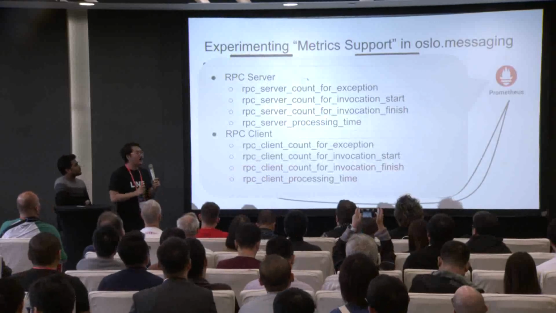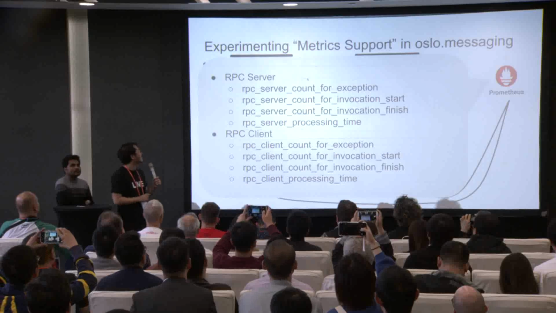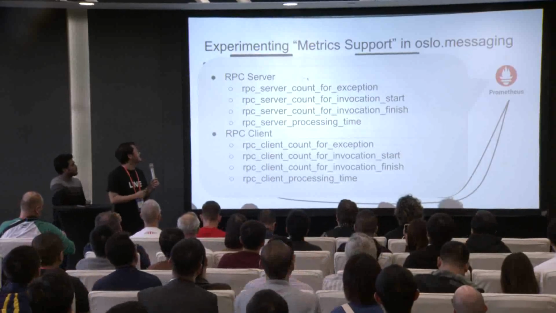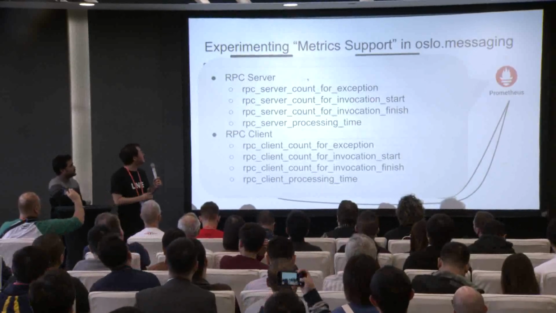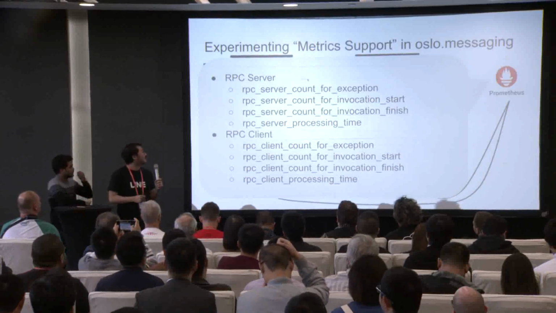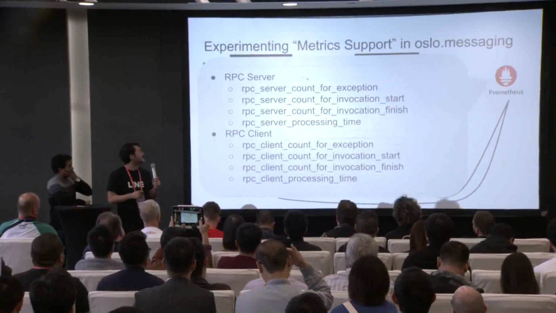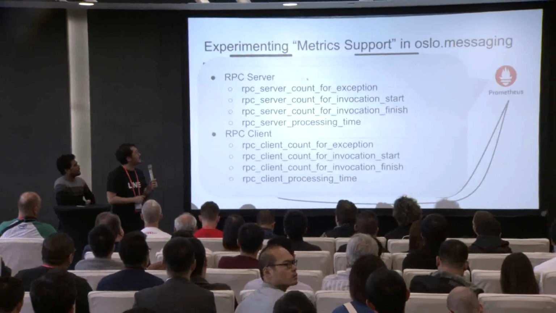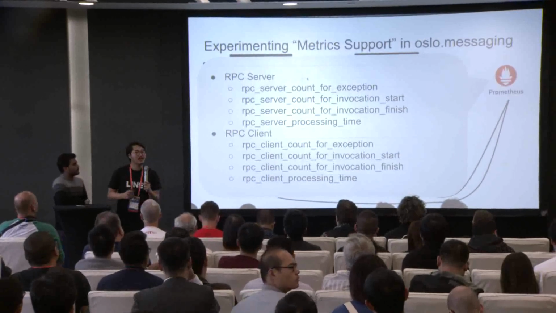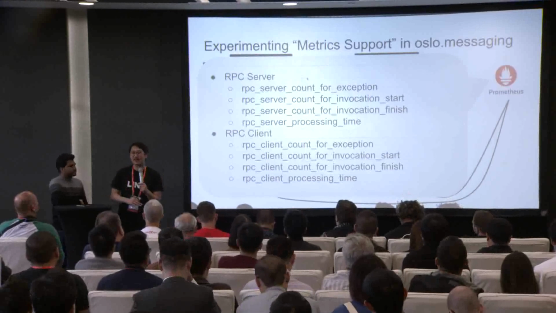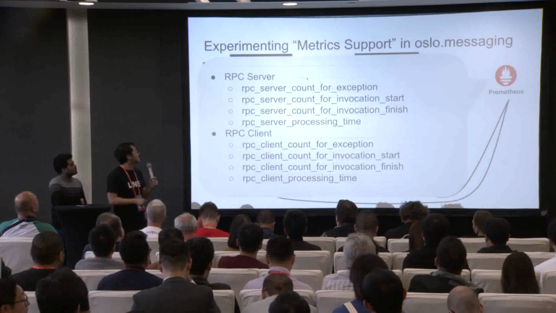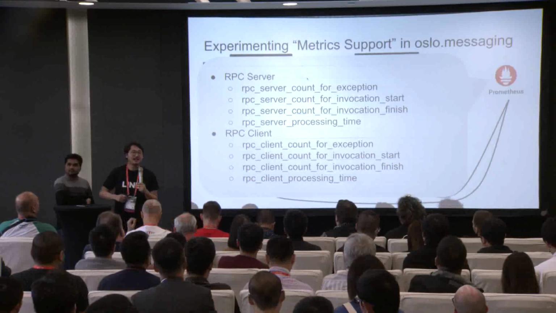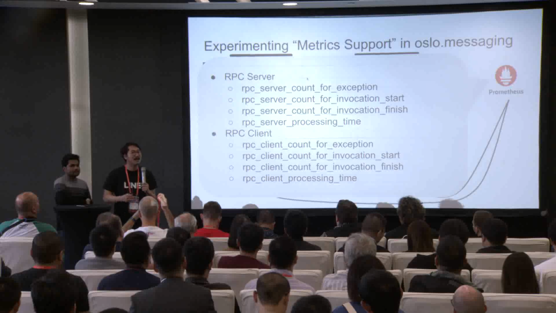Here is the list of metrics we support right now. We just support the RPC server and RPC client metrics, and we implemented four types of metrics for each: the total count of RPC exceptions, the total count of RPC starts, the total count of RPC finishes, and the processing times. By making use of the total counts of start and finish, we can calculate how many RPCs are under processing. And also, if we just make use of the RPC start count, we can calculate how many RPCs are executed per second or per minute.